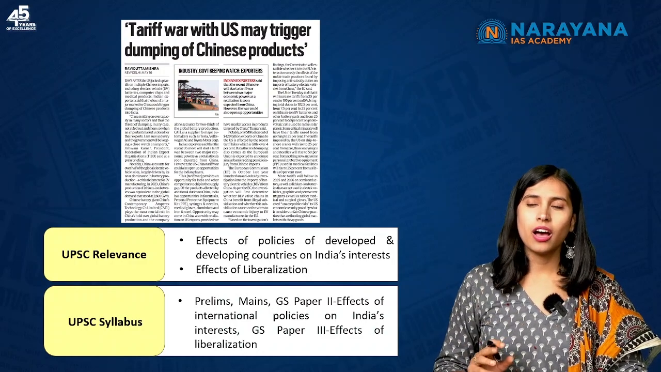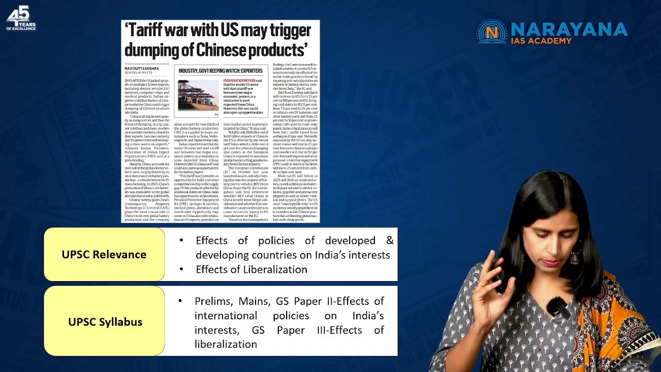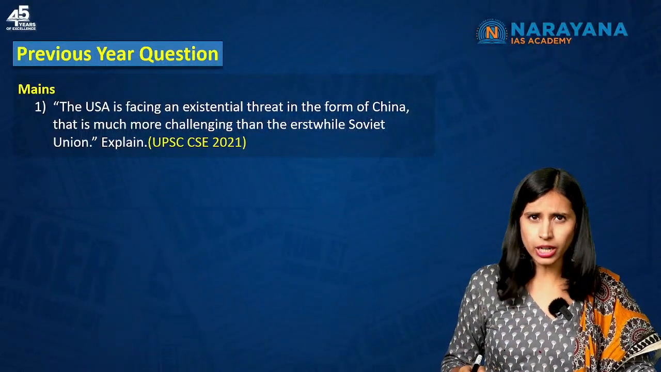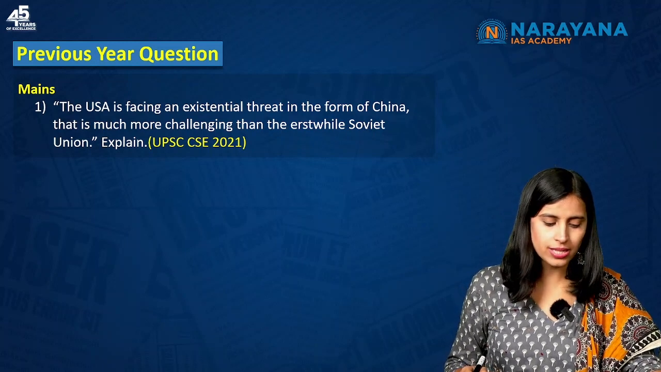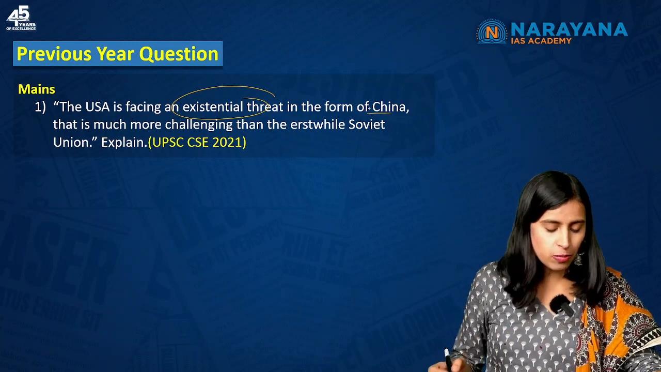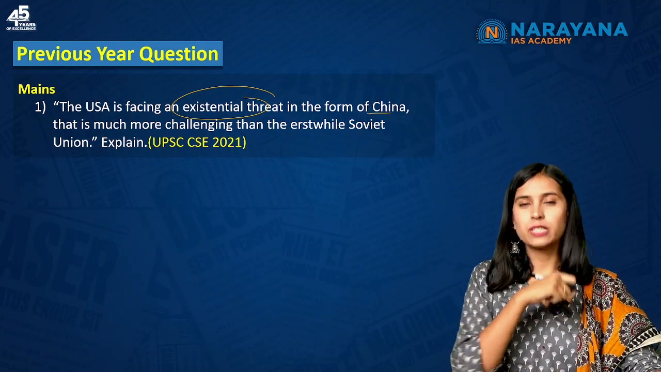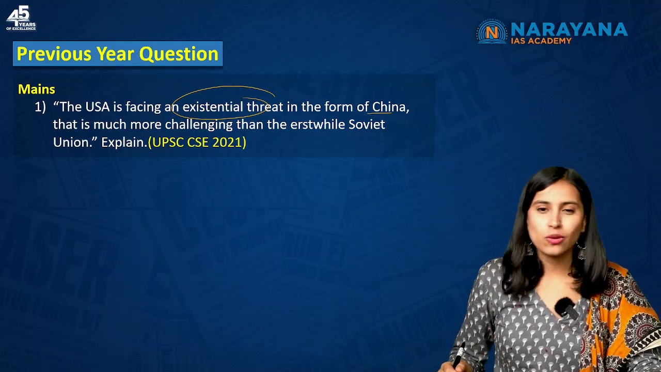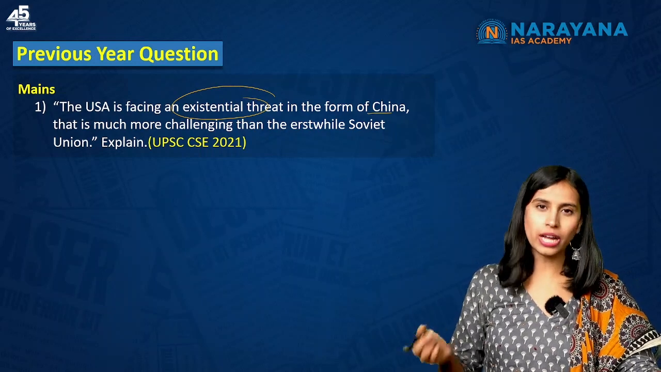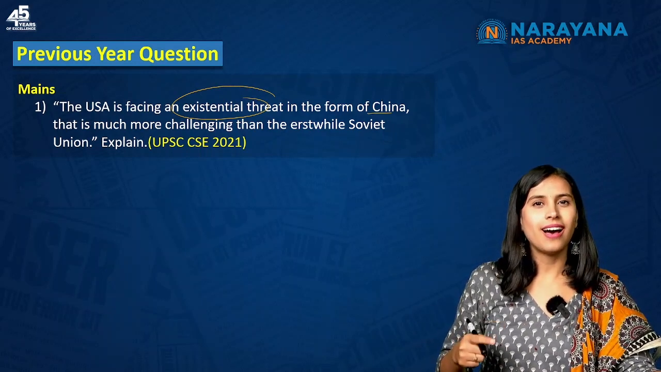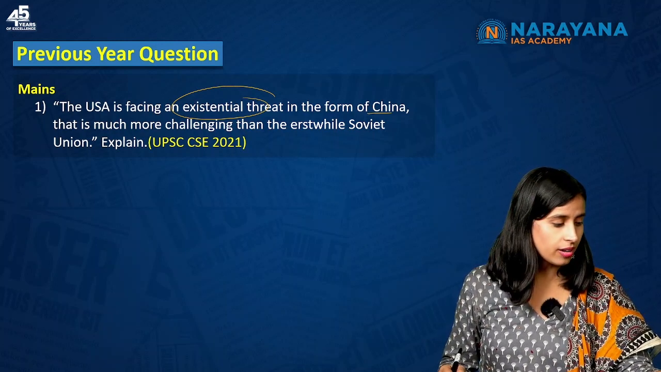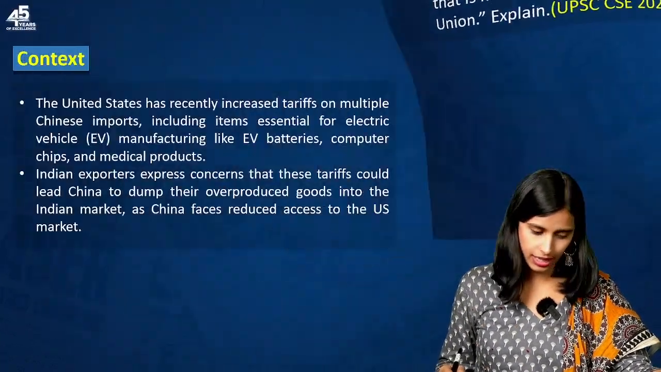And this is important from a prelims as well as mains perspective, from GS paper 2 as well as GS paper 3. The example over here is, in 2021, UPSC asked a question: USA is facing an existential threat in the form of China that is much more challenging than the erstwhile Soviet Union. Explain. So you might be thinking that anything that has an impact on India is important to you. But here China is impacting the US, yet the question was asked in an Indian examination. So be careful, especially regarding the policies that are undergoing change in our neighboring countries. Okay, let's start with that.